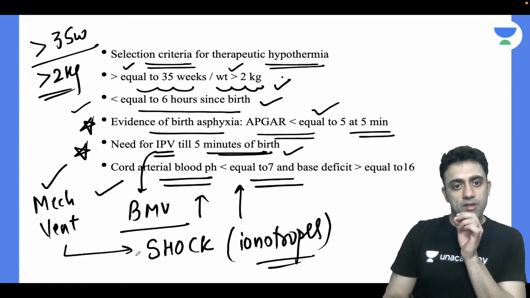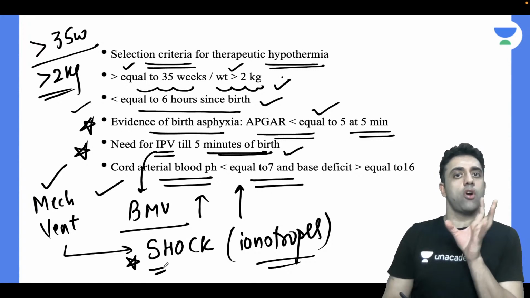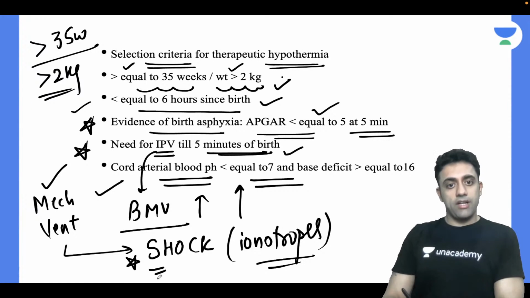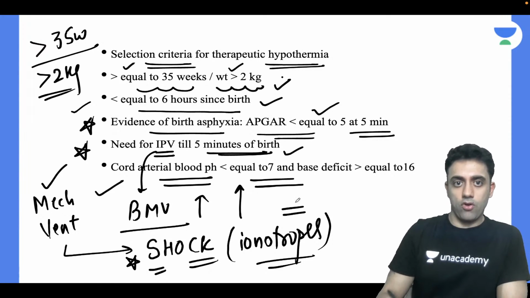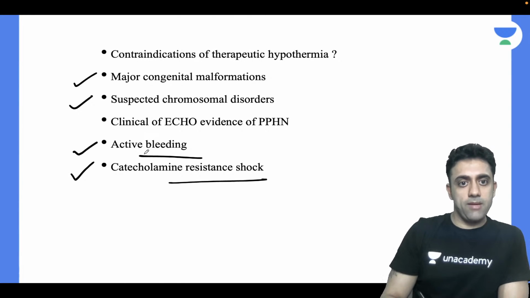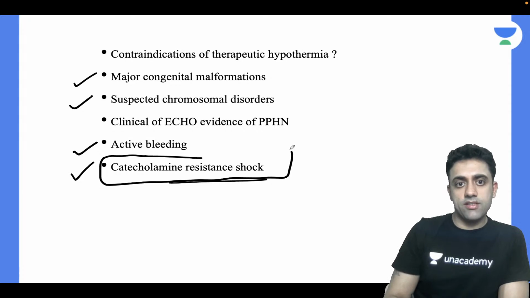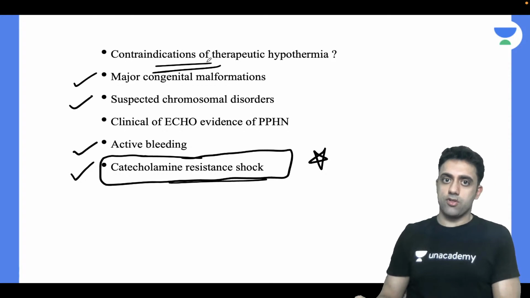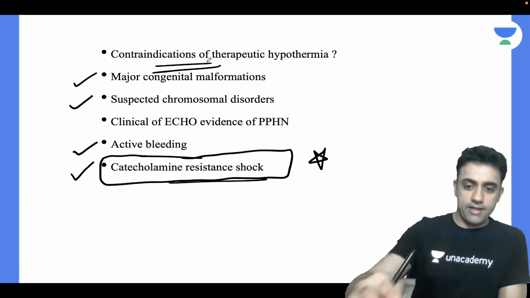So that baby will definitely be in some shock position because he's on a ventilator, meaning something very bad must have happened. So again, if the baby is in shock on inotropes, then that is a contraindication. If the baby is in catecholamine resistant shock, if the baby is in shock, then it is a contraindication of therapeutic hypothermia. And indirectly, did you understand?